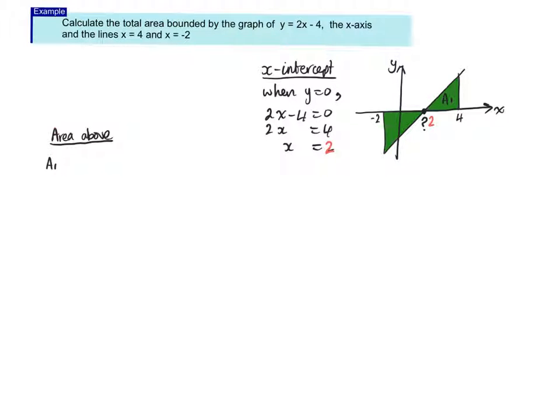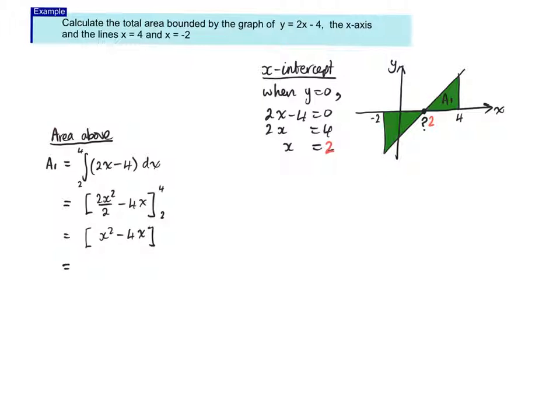And then that is just a case of integrating between the limits of 4 and 2, the function 2x minus 4 with respect to x. Fairly straightforward. Add 1 to the power, divide by the new power. And of course simplify as much as you can before you start trying to substitute things in. So it comes down to x squared minus 4x.